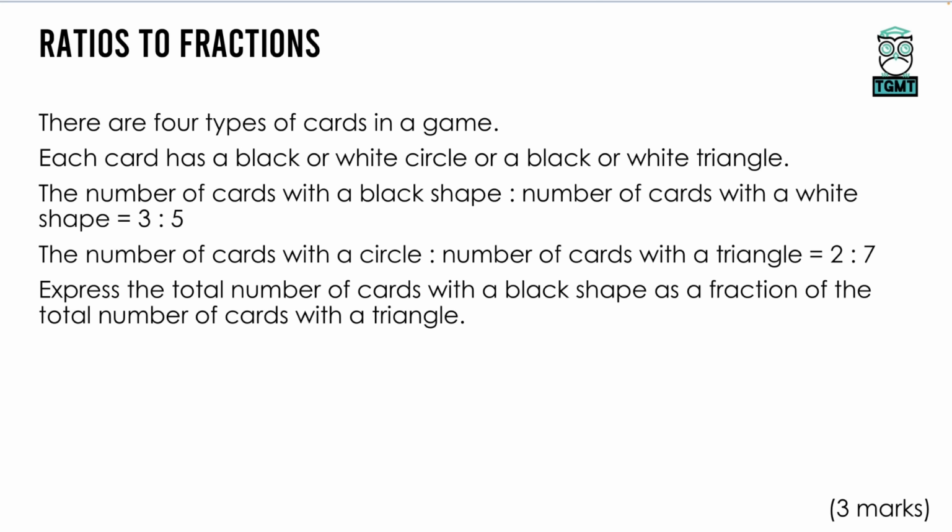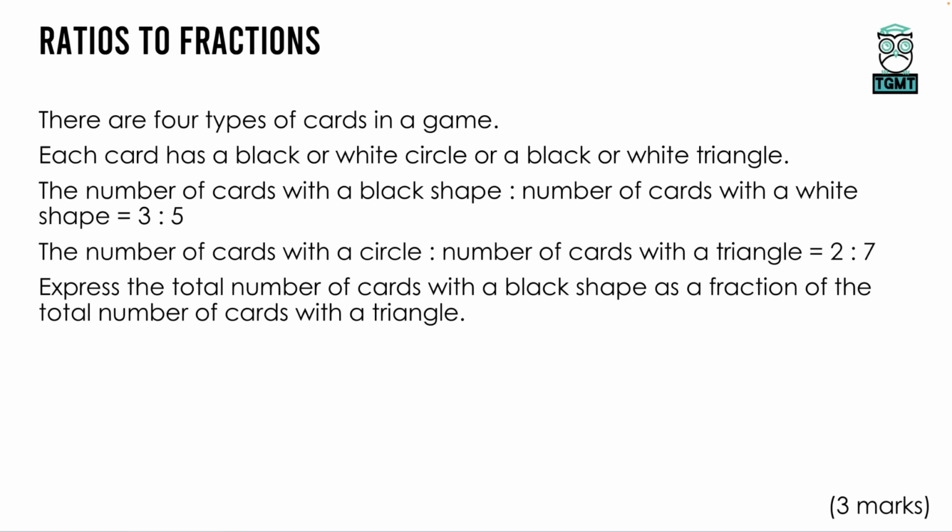Okay, so this question here is one that always tends to throw people. It's about ratios to fractions. It says that there are 4 types of cards in a game. Each card has a black or white circle or a black or white triangle. The number of cards with a black shape to the number of cards with a white shape is 3 to 5. The number of cards with a circle to the number of cards with a triangle is 2 to 7. Express the total number of cards with a black shape as a fraction of the total number of cards with a triangle. Okay, so this question is a relatively interesting one.